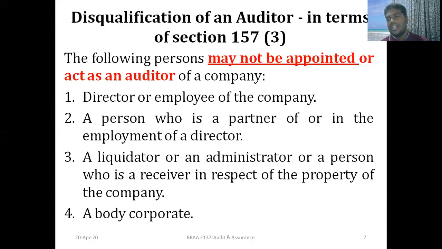So the corporate body can also function as auditor, because sometimes it may lead to the audit of the parent company by the auditor of the subsidiary. So it will create that kind of situation. That's why the body corporate also functions as auditor under the particular section of the same company. And the companies, they can do it.